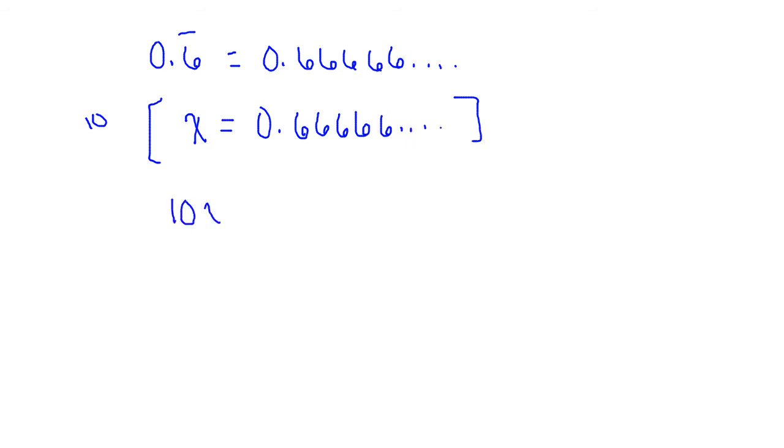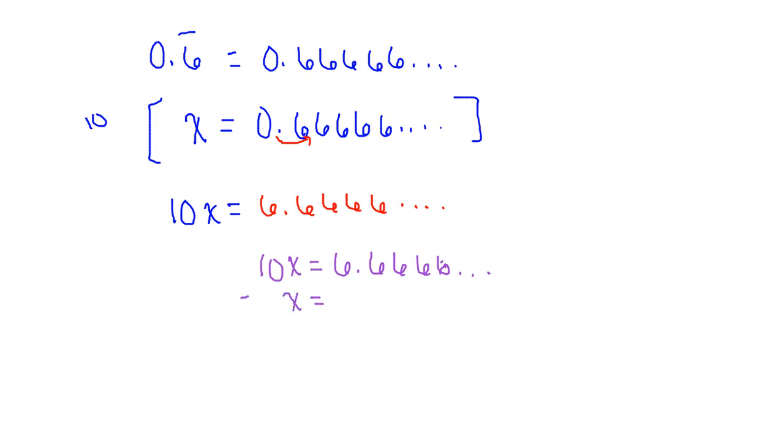If I multiply 10 by this decimal, my decimal point just moves one space over. So I would get 6.6666 repeating. Now I want to subtract these two ideas. So 10x equals 6.666 repeating, and I want to subtract x equals 0.666 repeating.